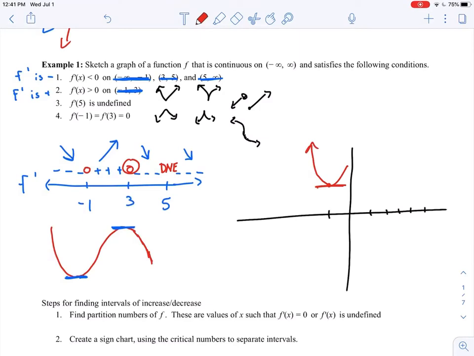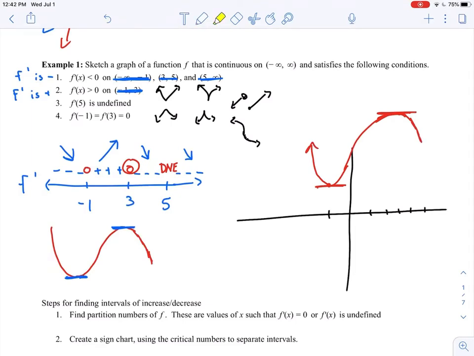Then after that, my function is increasing until we get to 3. So until we get to 3, we should have a horizontal tangent line, let's say right around here. So we're going to have a nice smooth top to that curve, and again a horizontal tangent line at 3. And then my function is decreasing.